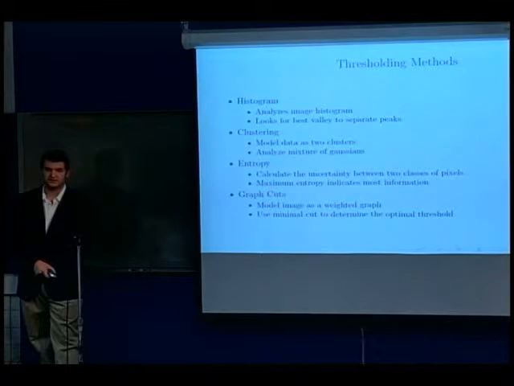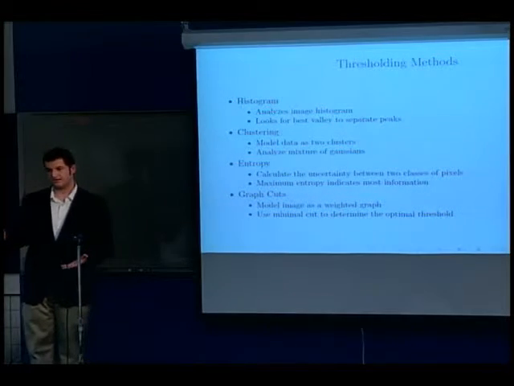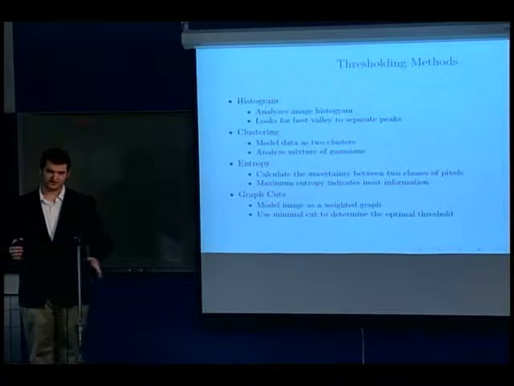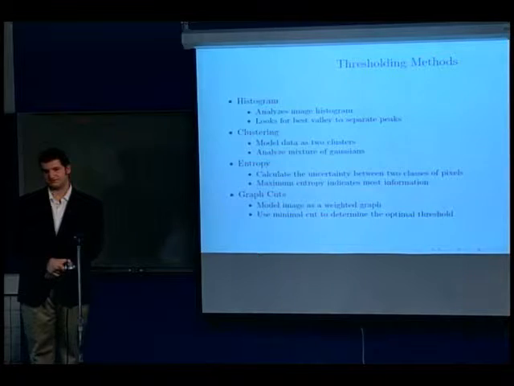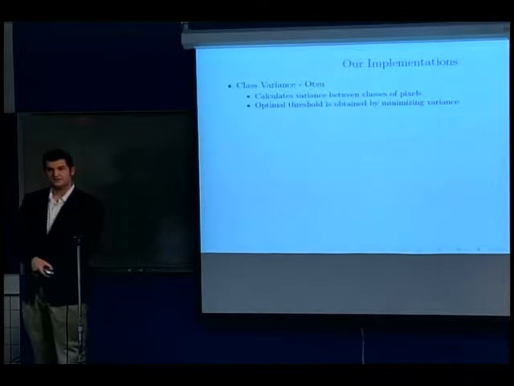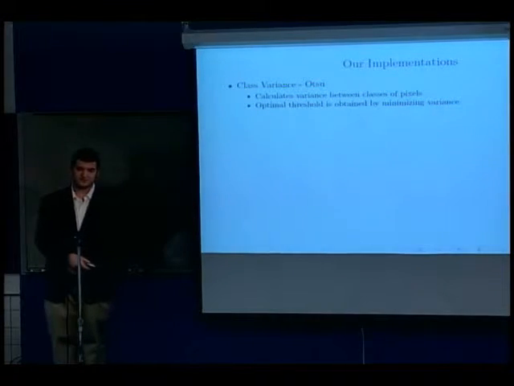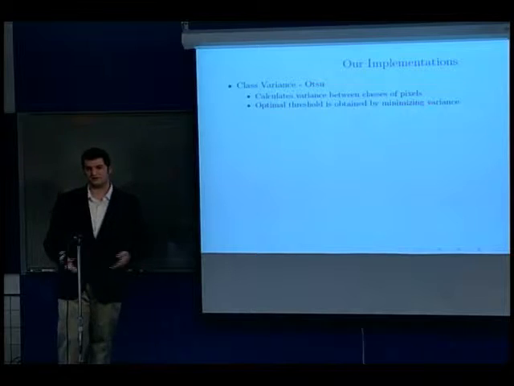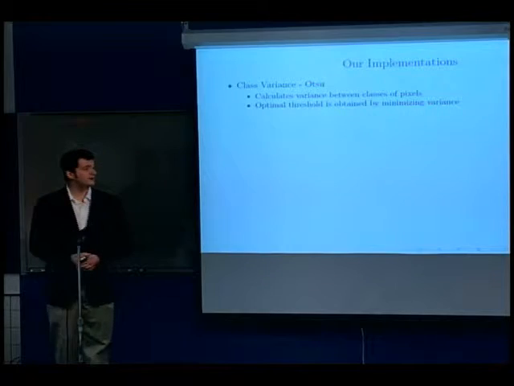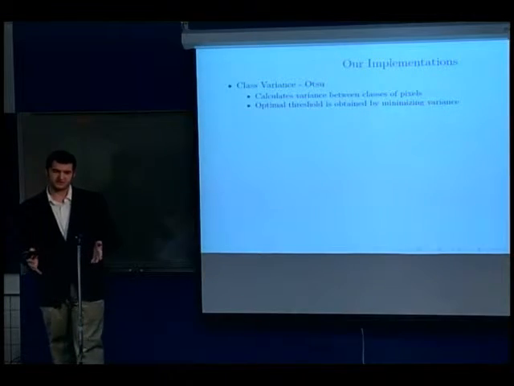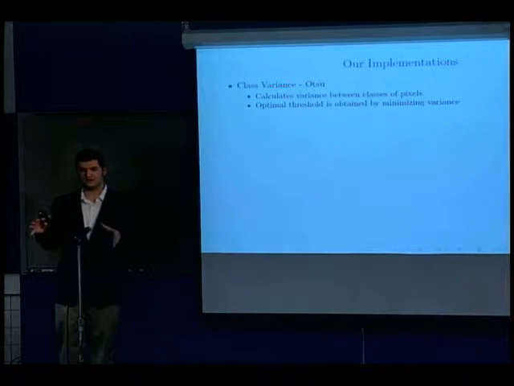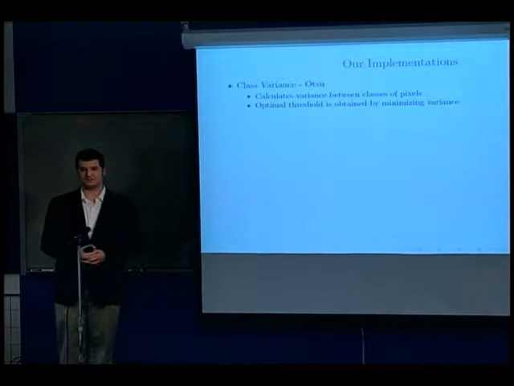And the graph cut method models an image so that every pixel is a node, and different nodes have weights between them, and you find the optimal separation of nodes, which has the smallest cutting cost. The methods we implemented specifically: the first one was Otsu's method, which is one of the earlier methods and often referenced as the most powerful method of its time. It uses histogram analysis. It separates pixels of an image into classes, measures the variance between those classes, and minimizes that variance.